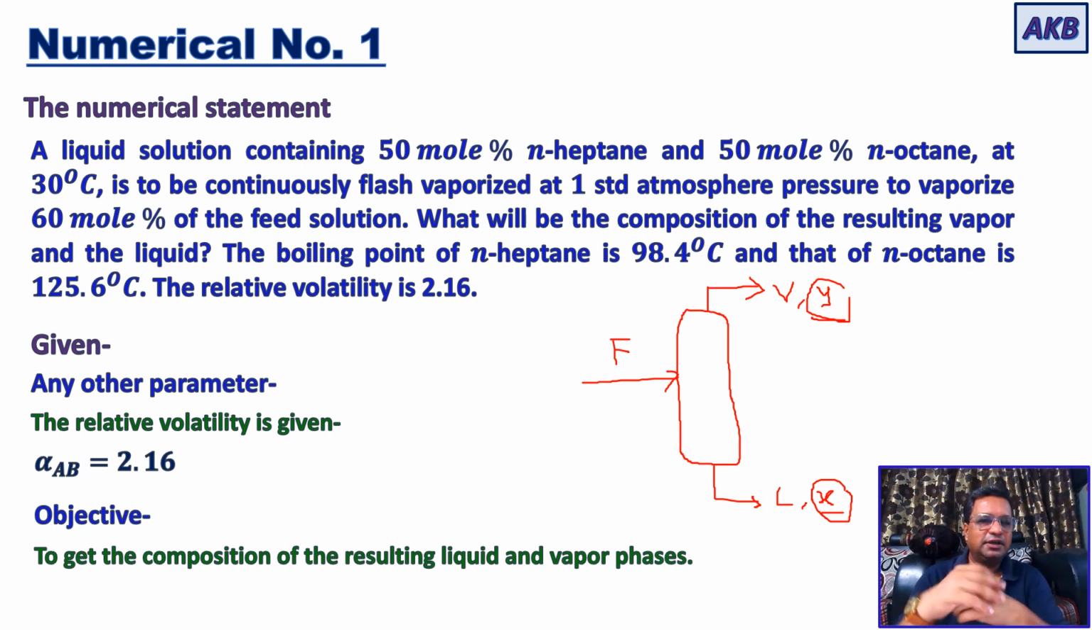Okay, so as I said earlier, I'll be discussing two methods by which you can get the answer. First, you can solve it graphically by plotting the distribution diagram, then plotting the operating line for flash distillation, and noting down the values of X and Y. I will also discuss how you can solve it analytically without drawing any graph. So let's understand: the objective is to get the values of X and Y.